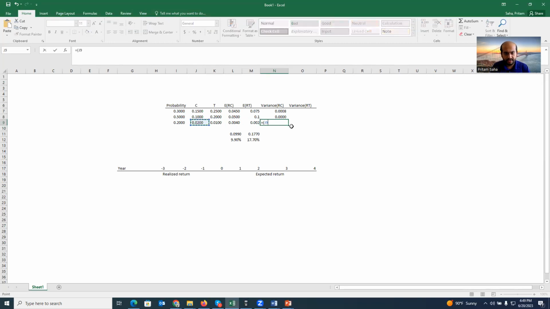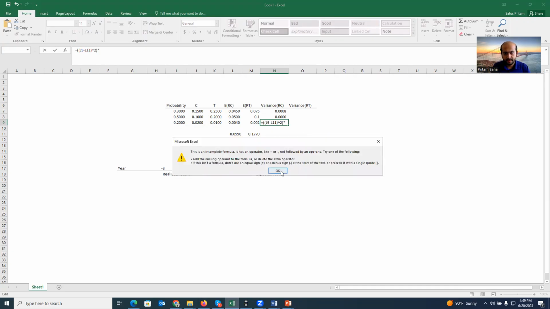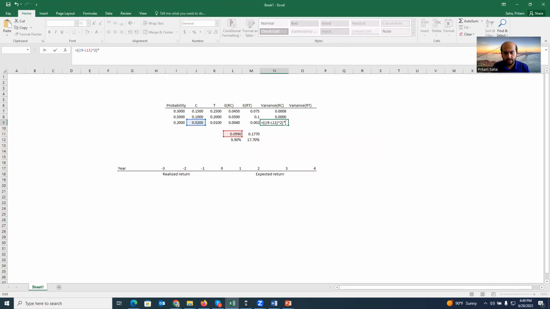Again, your return minus this. So I have to make one more bracket. Probability, right? If you look carefully, return of that state of the economy minus expected return, constant for all, square the term, times the probability, okay?